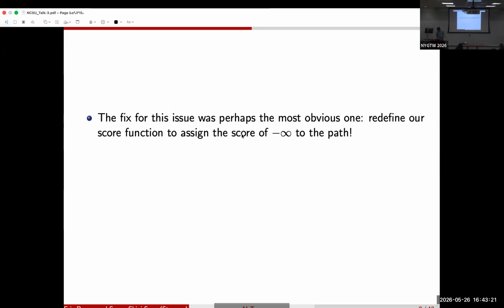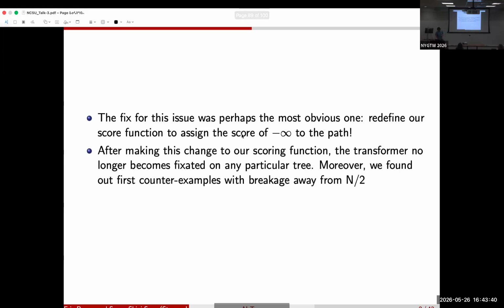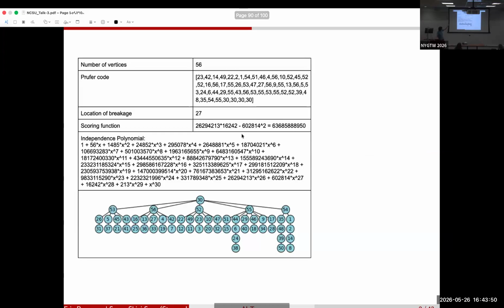So the fix to this issue is perhaps the most obvious one. We redefined our scoring function to assign a score of negative infinity to the path. So we actively punish the machine: when it comes up with the path, it's like, no, try again, be better. After making this change to our scoring function, the transformer no longer became fixated on any particular tree. Moreover, we found our first counterexamples with breakage away from n over 2.